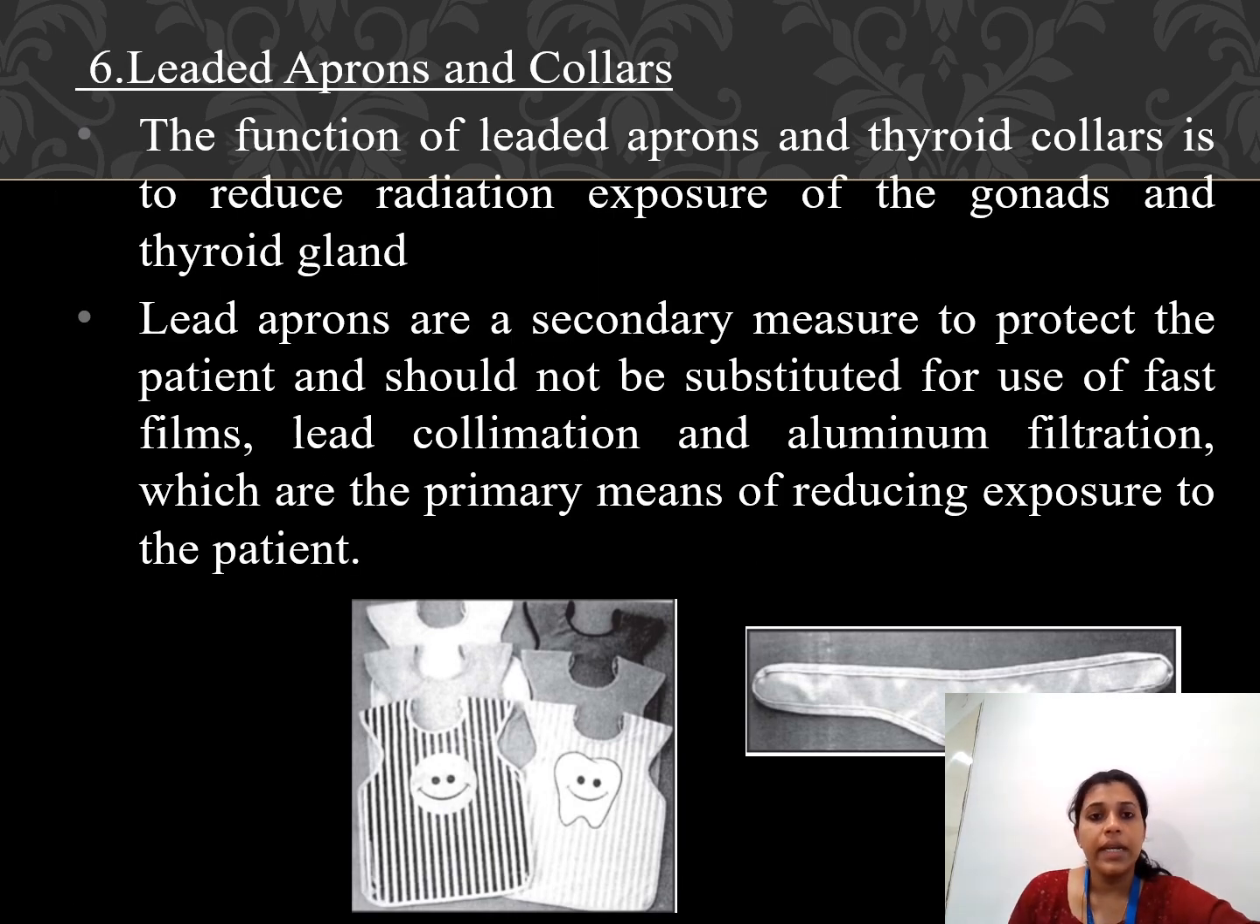Next is by using leaded aprons and collars. So these lead aprons are considered a secondary measure to protect the patient, and primary measures are by using the high-speed films, by using the collimation, by using the aluminum filtrations. So these are considered as a primary means of reducing the exposure to the patient, and lead aprons are considered as a secondary measure.